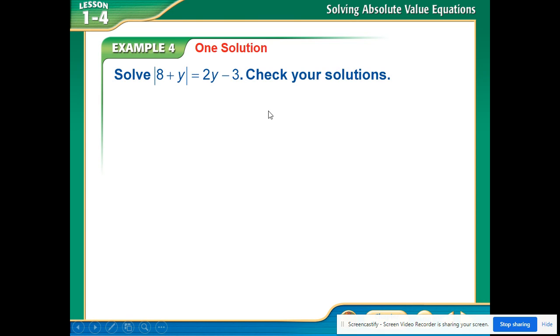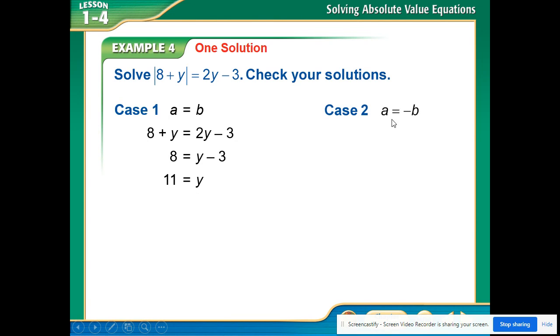All right, so here's the first one. Notice it's going to have 1 solution. That's okay. We have 8 plus y equals 2y plus 3, minus 3, sorry. So here's our first case, just the positive one. Notice nothing changes in the positive one. And we're just going to go ahead and solve this. Move the y over, so it's just y. Add the 3 over, so 11. And y equals 11.